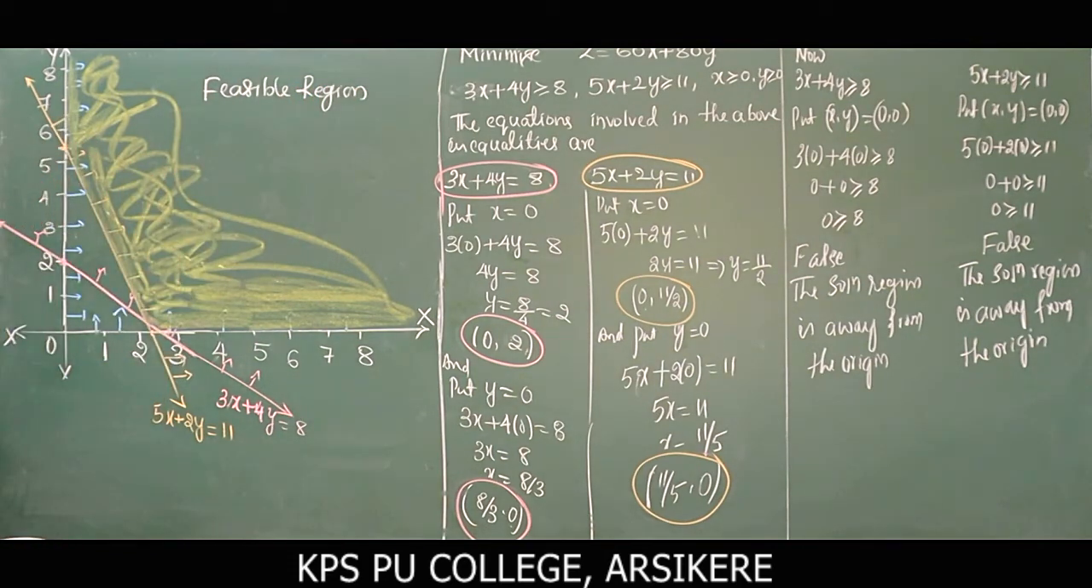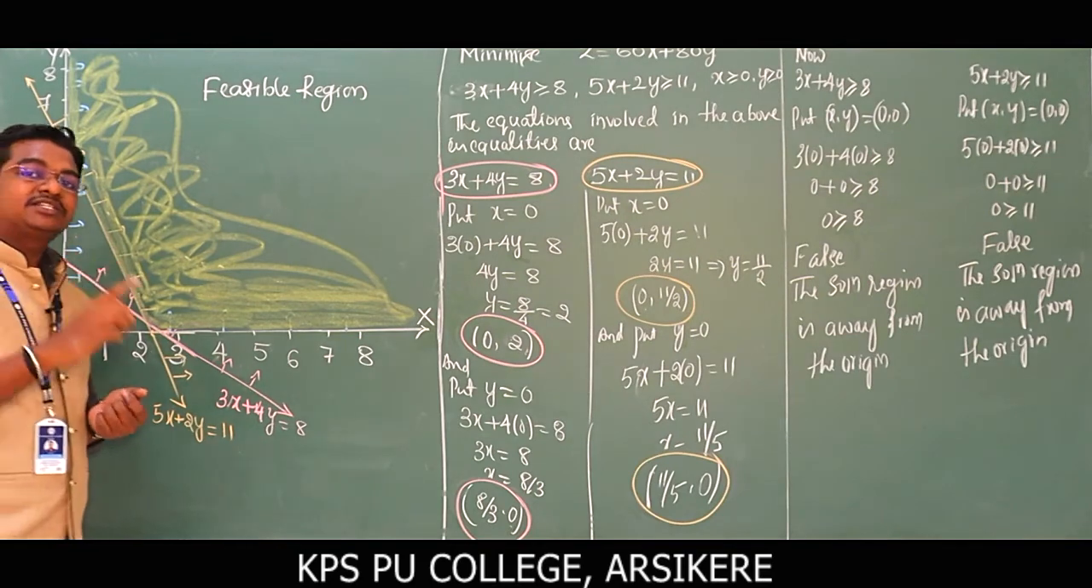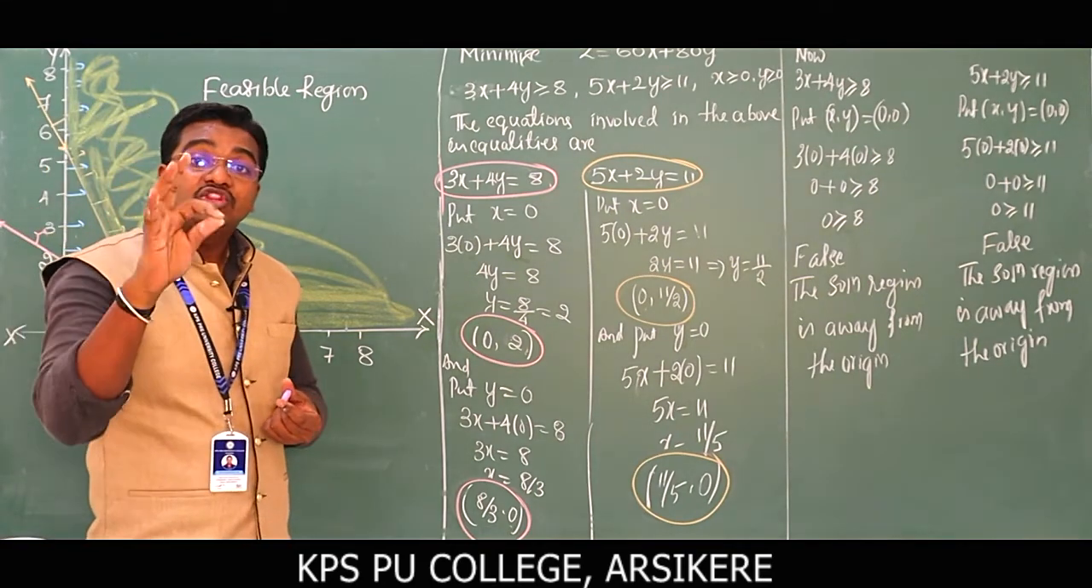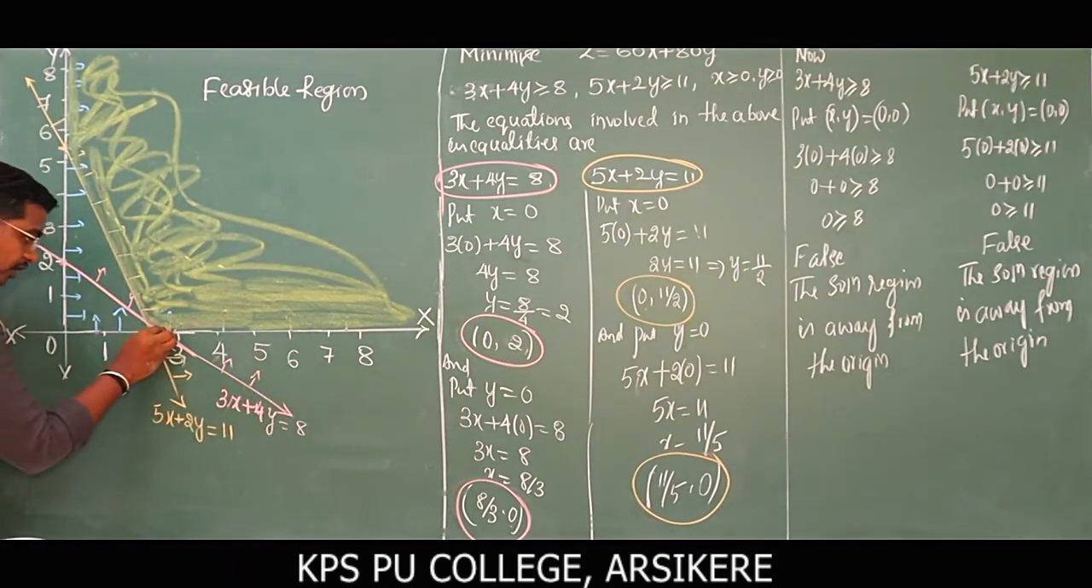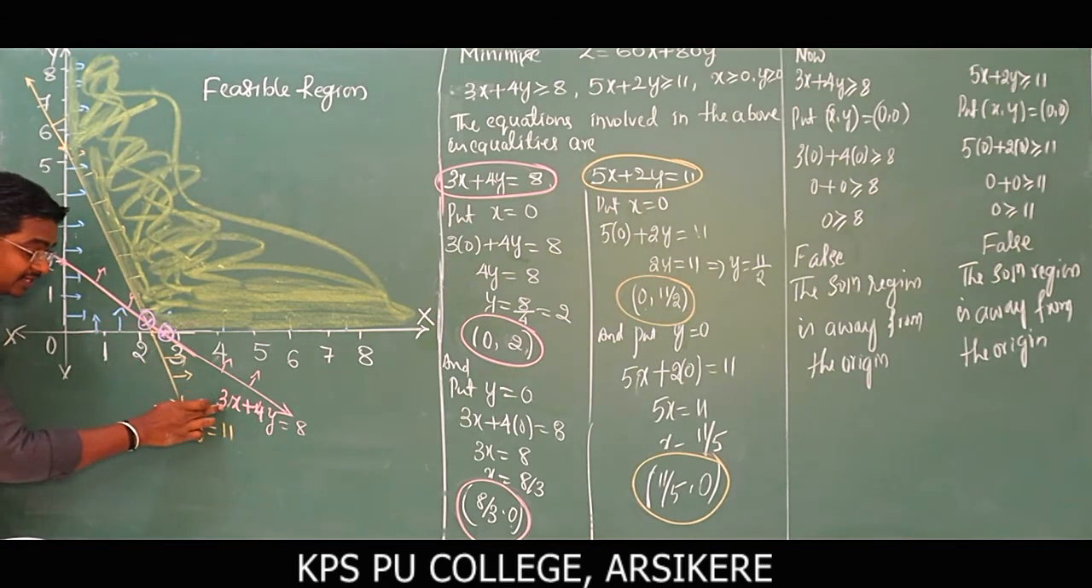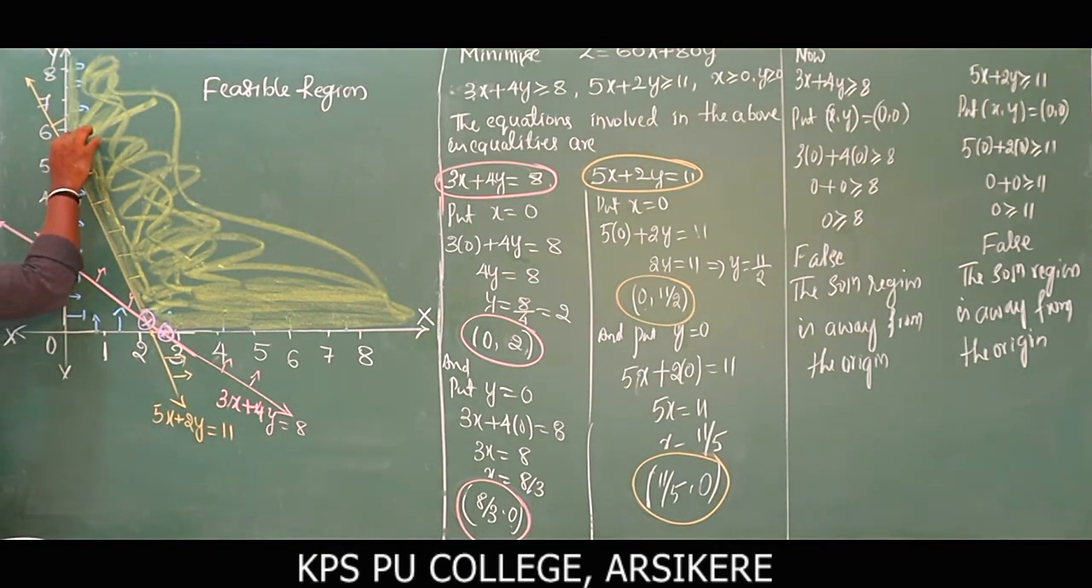Feasible region. So after obtaining the feasible region, what is the next step? We need to find the corner points, right? Here we have one point and here we have another point. This point is the point of intersection of the lines 3x + 4y = 8 and 5x + 2y = 11. Another point, what about this point? Already this is there, point C.